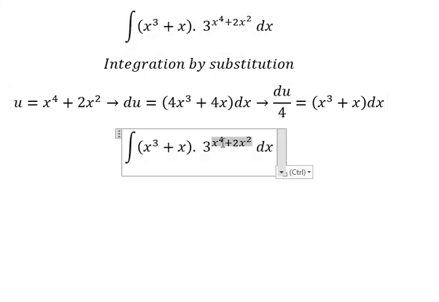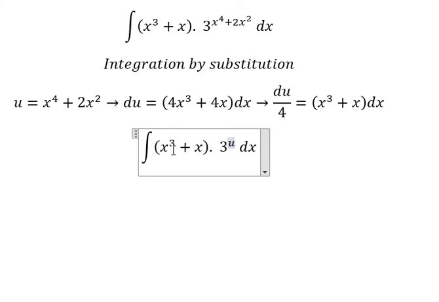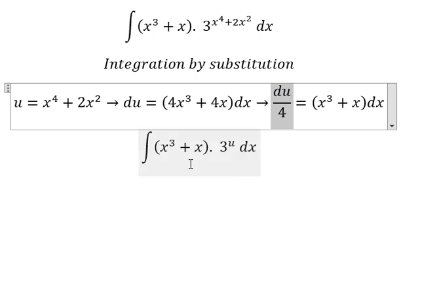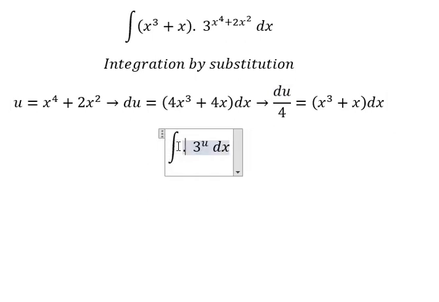So this one we change by u. S to the power of 3 plus s dx, we change by du over number 4. And now we have the formula for this one.